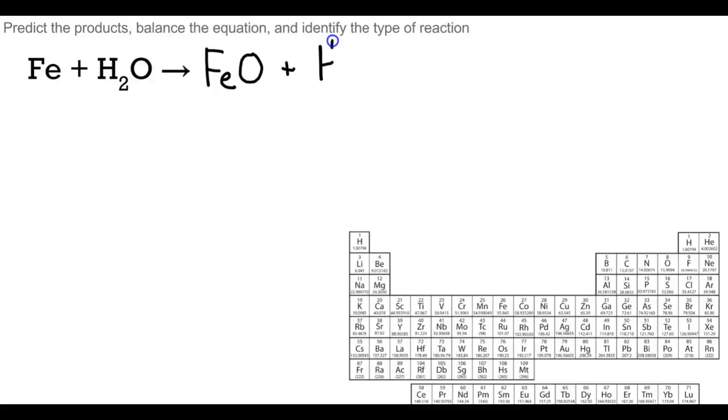So here I'm going to have iron 2 oxide plus hydrogen. And hydrogen we know is going to be standing alone. And hydrogen is another one that's going to be diatomic. Now the other possible one that I could have here is instead of iron 2 oxide, I could have iron 3 oxide.